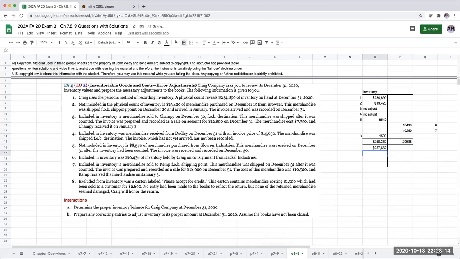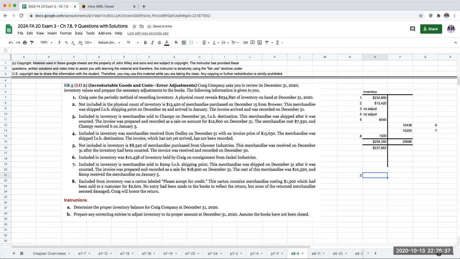So when I subtract these through, my new proper balance is going to be 237,662. Okay, so what do I need to go through and make adjustments for? So let's go through and do these. I'm not going to do these completely in proper form, but let's go ahead and do number 2.